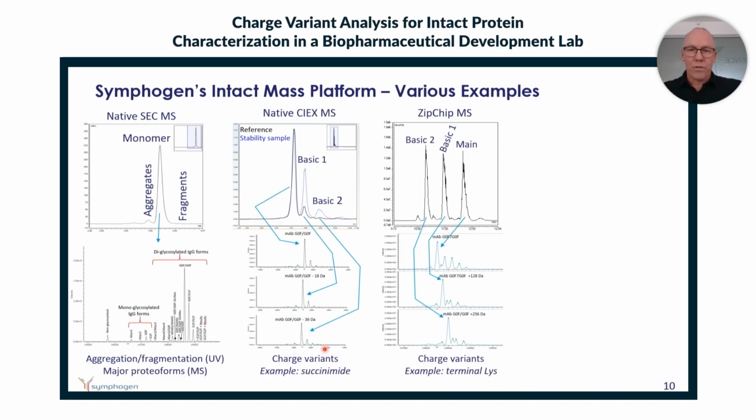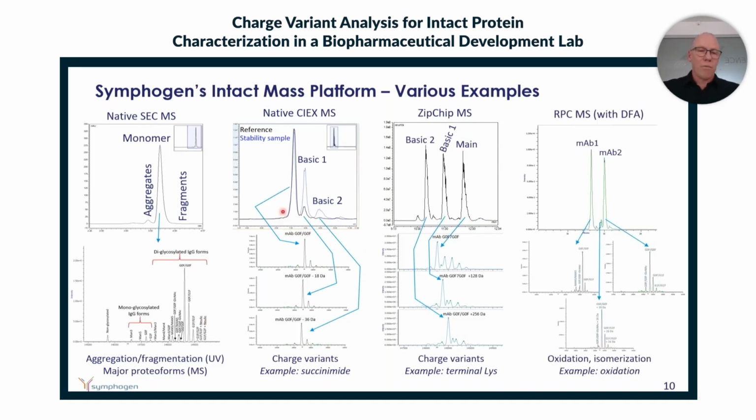I'm just going to go quickly to this. So these are some examples of the data we've been generating. SEC-MS, our primary workhorse, is kind of cool because you're combining biophysical characterization, where you can look at aggregates and fragments, if you have those in your product. And then for the main peak, you can do the MS readout and really assign the different product variants very efficiently. And you're using isocratic separation, so it's really easy to set up.